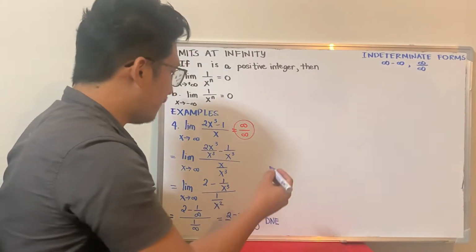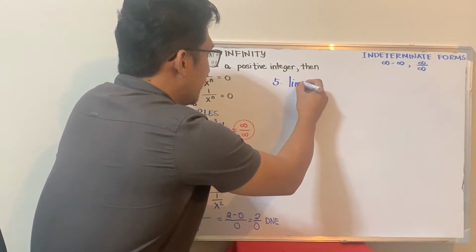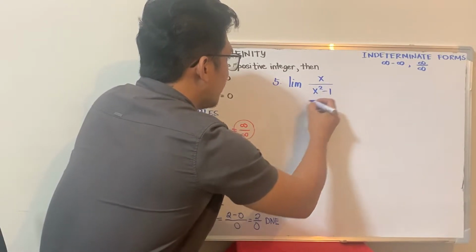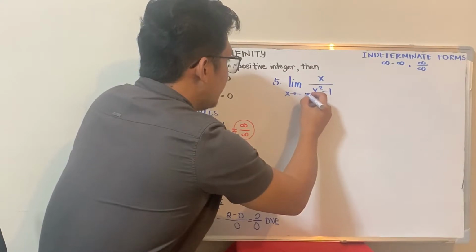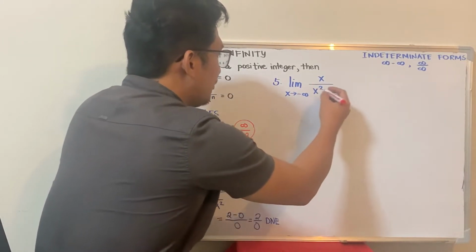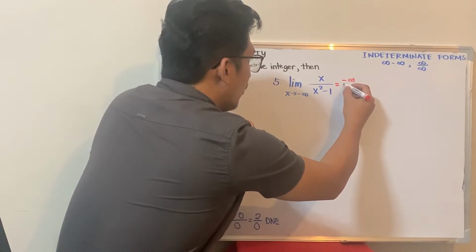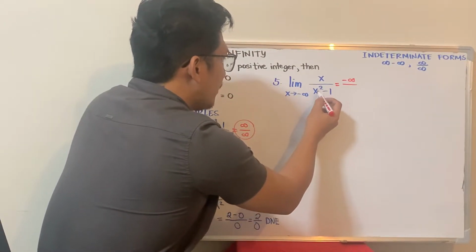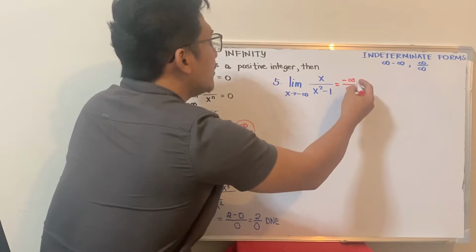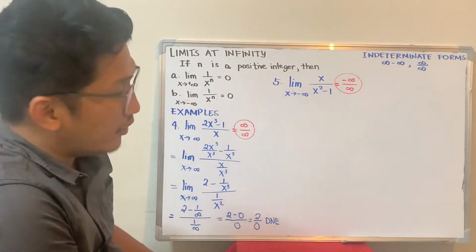And then, number 5. Fifth example, if we are to take the limit of, let's say, x over x squared minus 1 as x approaches negative infinity, then if we substitute directly negative infinity, you will have negative infinity over negative infinity squared, which is positive infinity, minus 1 is still positive infinity. So this is also an indeterminate form. From there, again, it signals that you have to do something.